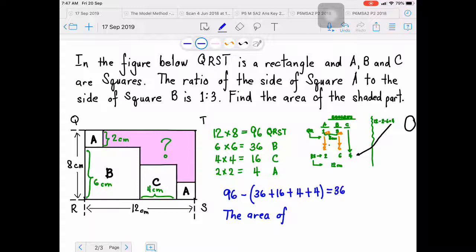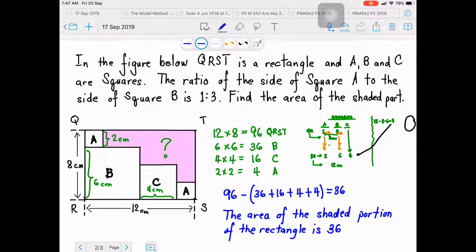Let's write our statement. The area of the shaded portion of the rectangle is 36 square centimeters.